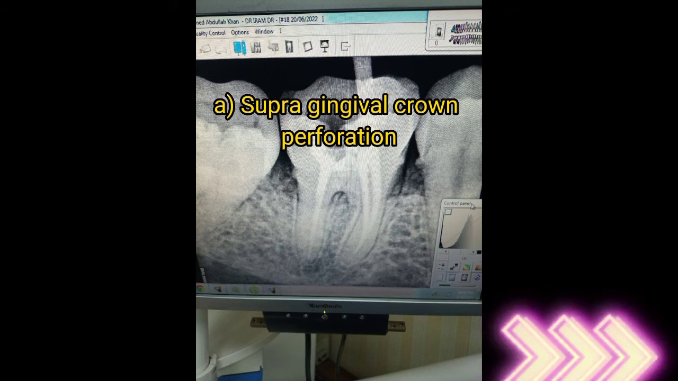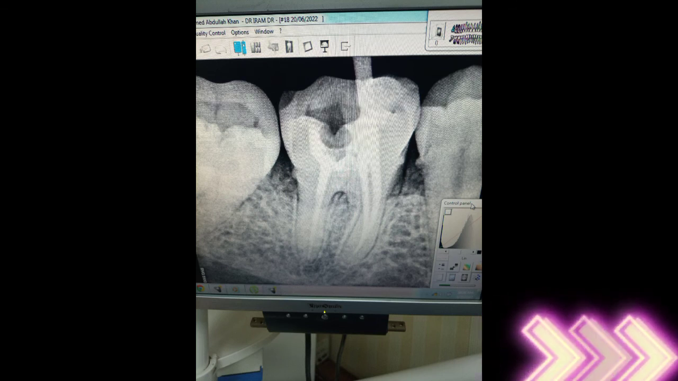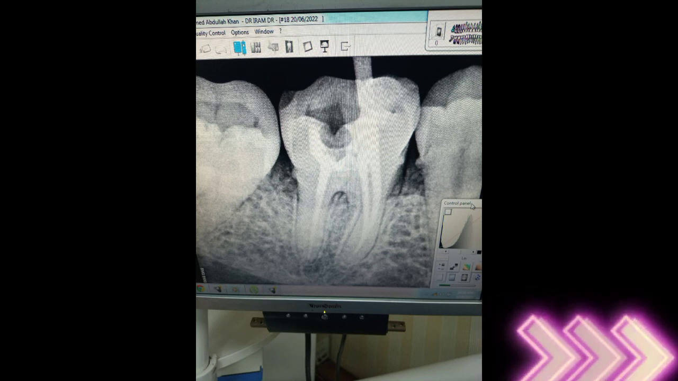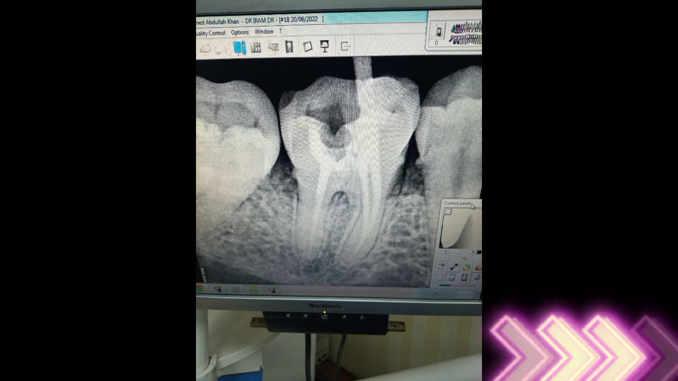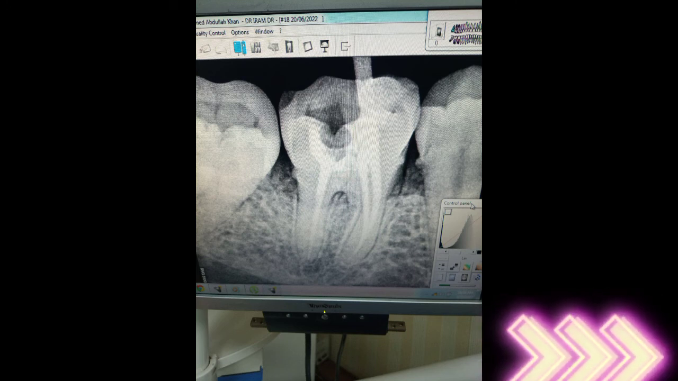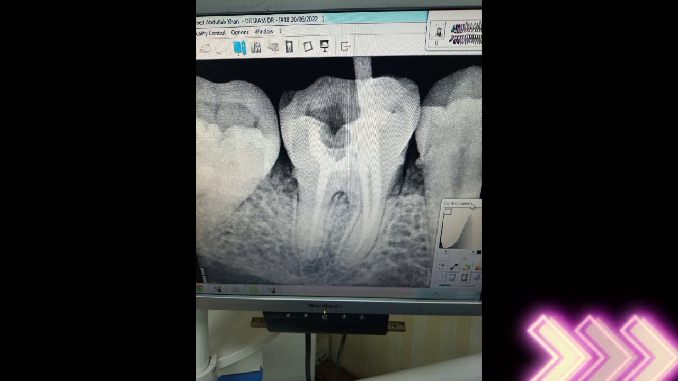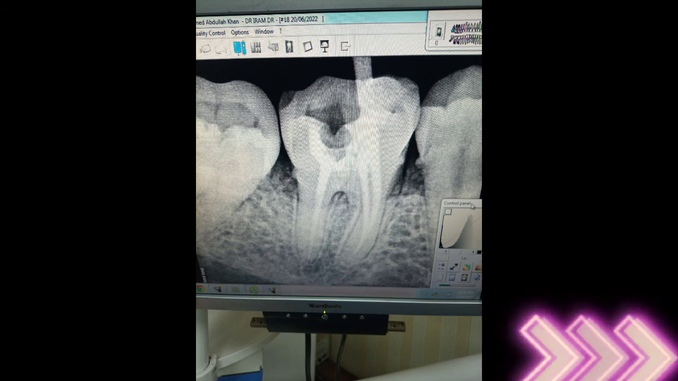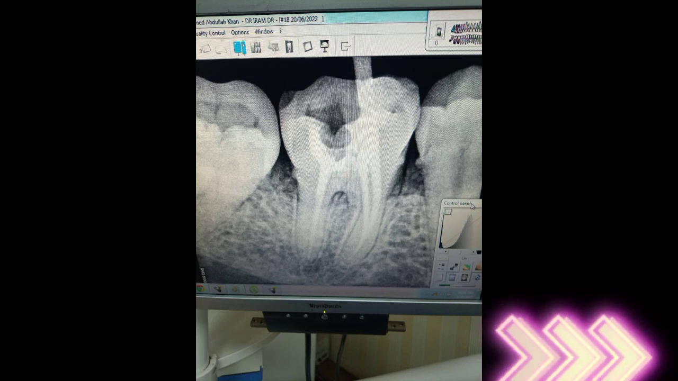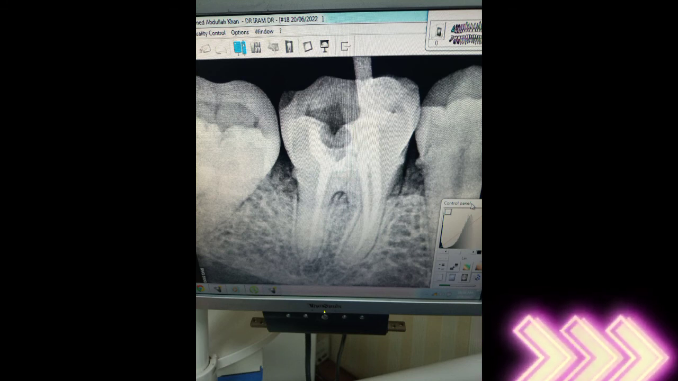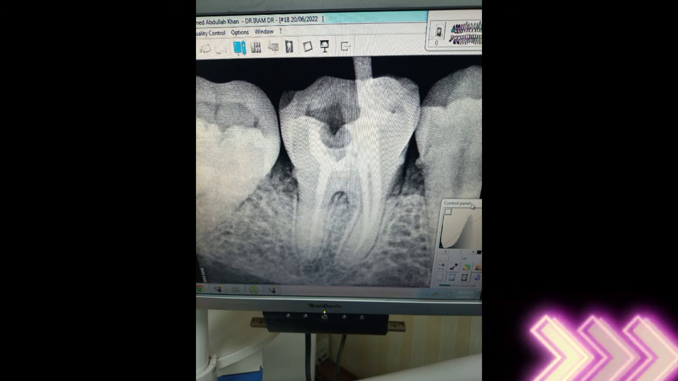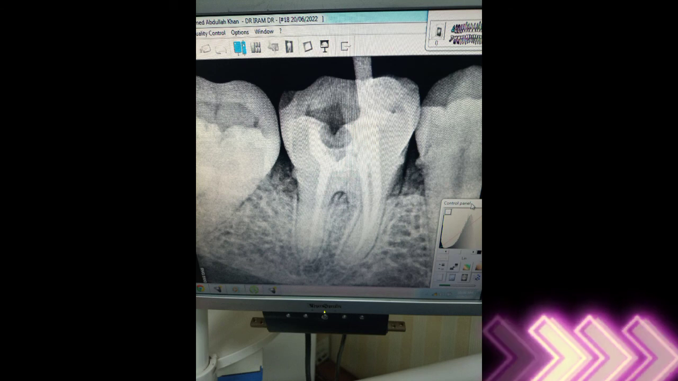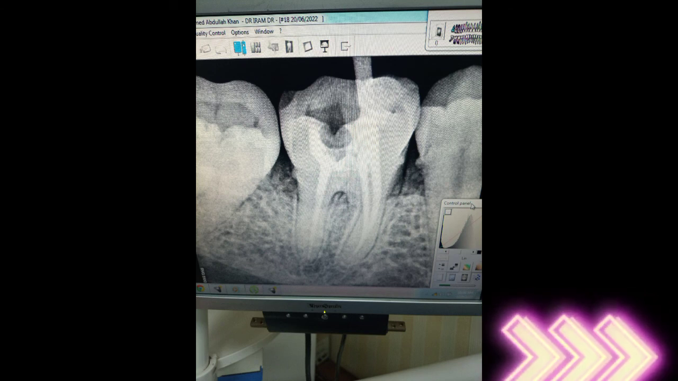The perforation that happens in the coronal portion, that is supragingival, could be restored with a filling material, while for subgingival crown perforation, gingivectomy is performed to avoid impingement of gingiva on the biological width. For the bifurcation area perforation, GIC or MTA is applied. MTA is preferred because it's the gold standard and its prognosis is very good. But for GIC there are some chances of microleakage.